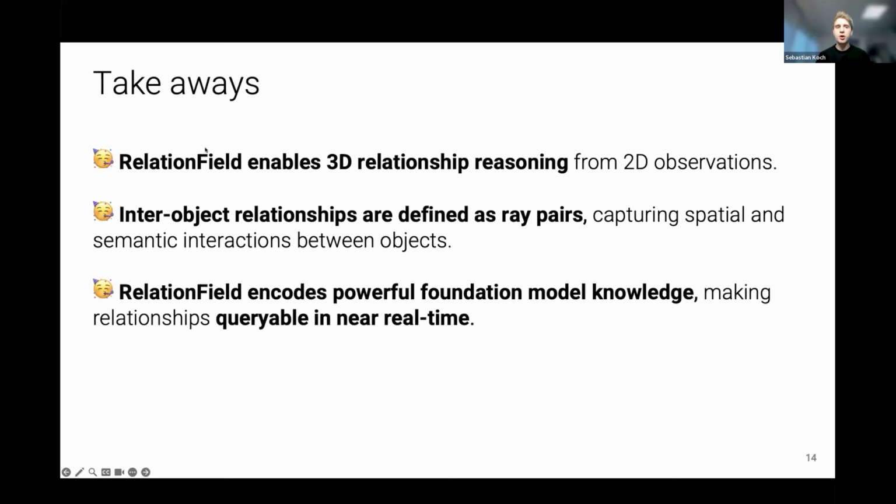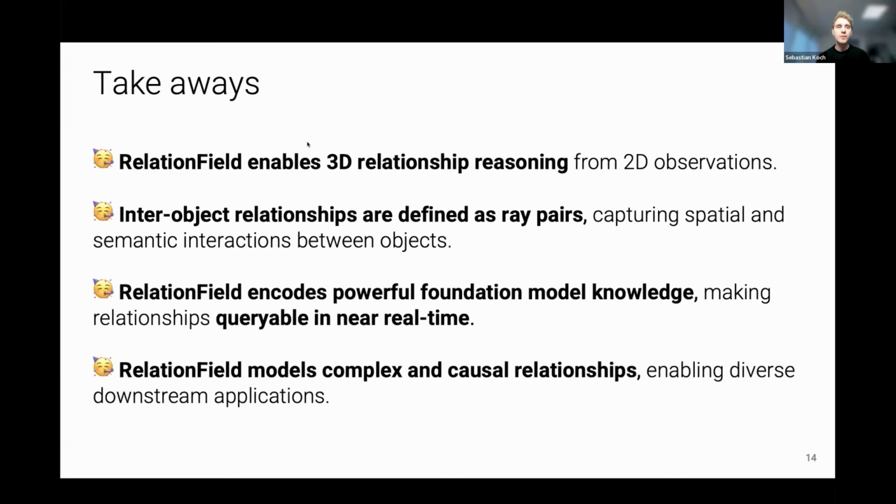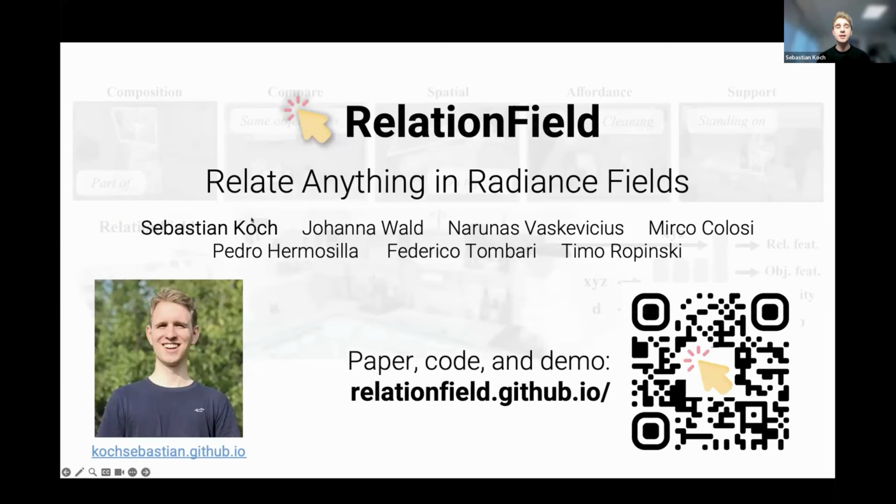Also, RelationField encodes powerful foundation model knowledge. Here we use ChatGPT and make these relationships queryable in near real-time performance, which is definitely not true for the base foundation model. And of course, RelationField can model complex and causal relationships, such as the light switch with the light, which can enable a diverse set of downstream applications, especially in the robotics domain. And with this, I would like to conclude my talk. And if you have any further questions, feel free to ask.